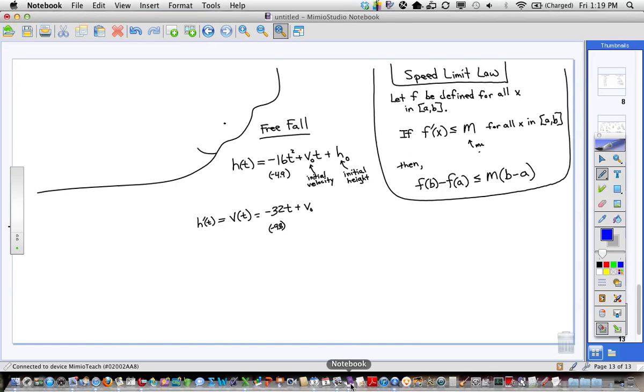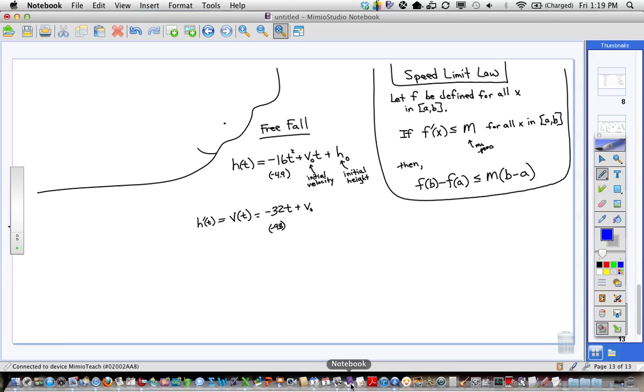Isn't that what that's saying? It's saying if our rate of change is always less than or equal to m, then m is our max speed. Okay, so now let's come down to this line. So m is our max speed. That's the fastest we're going to go. Let's say it's 100 miles an hour.